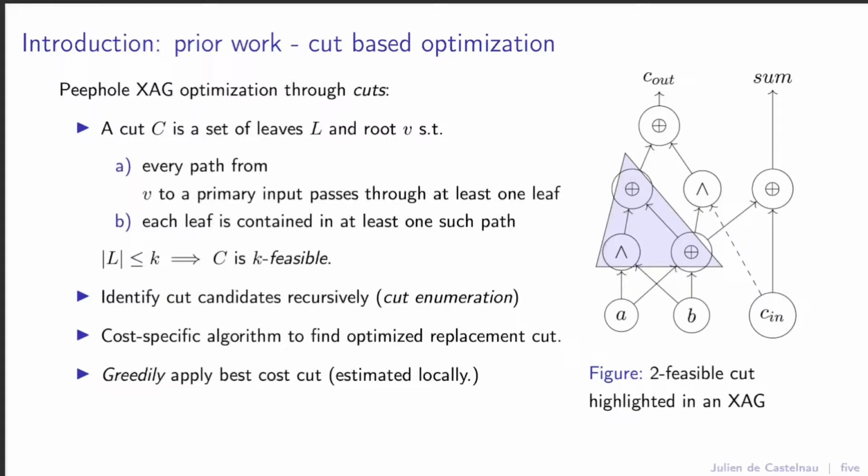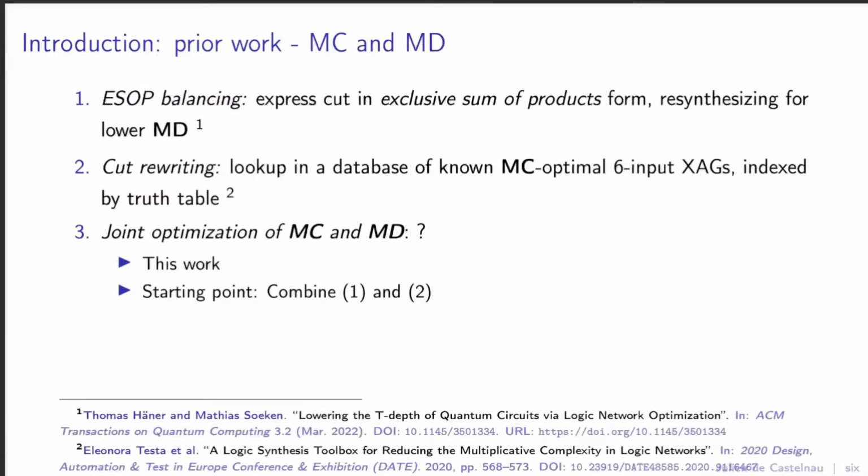To optimize an XAG, first a set of candidate cuts in the graph are identified recursively using an algorithm called cut enumeration, and then for each candidate, some cost-specific algorithm is used to generate or resynthesize an optimized replacement cut. Finally, the replacements are applied greedily, such that only the replacement cut which has the best gain on the current circuit is used.